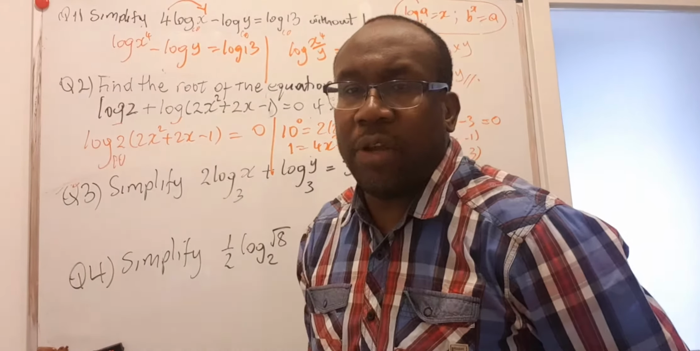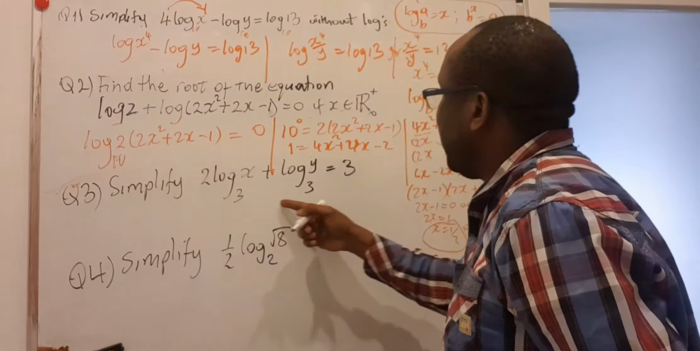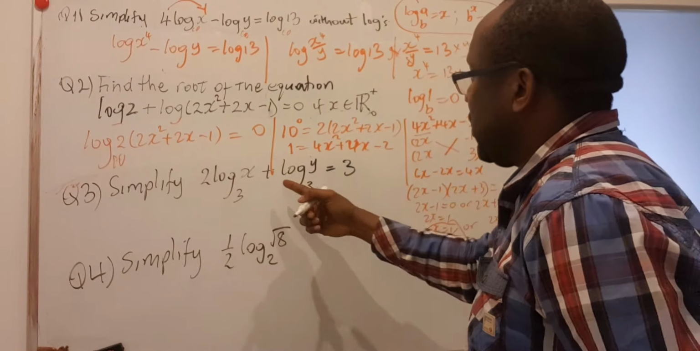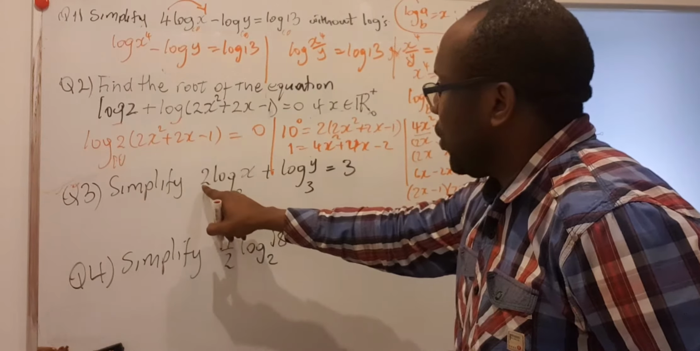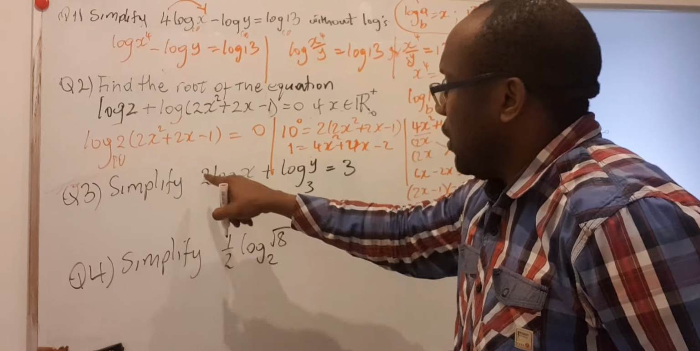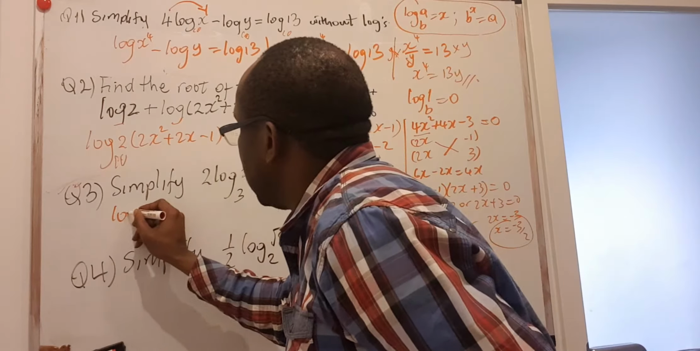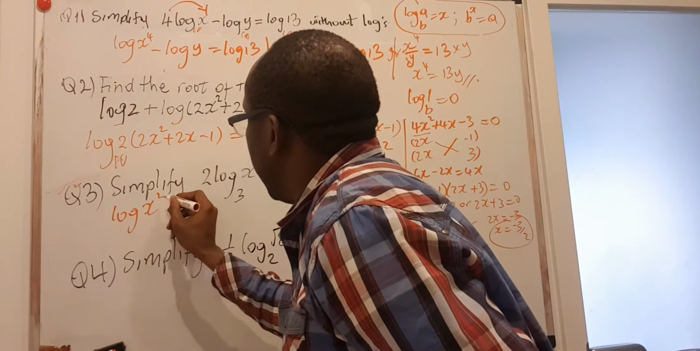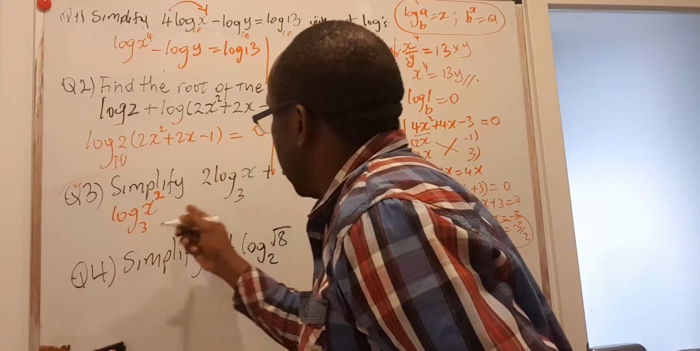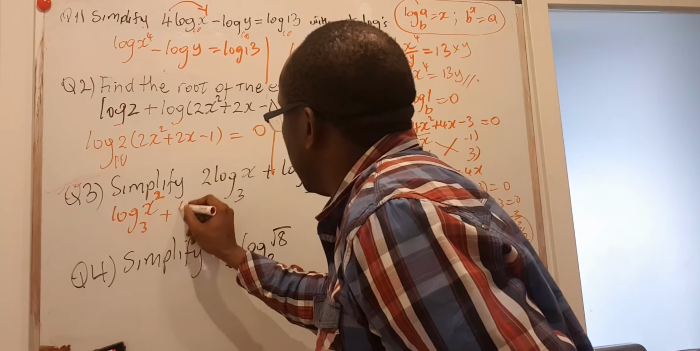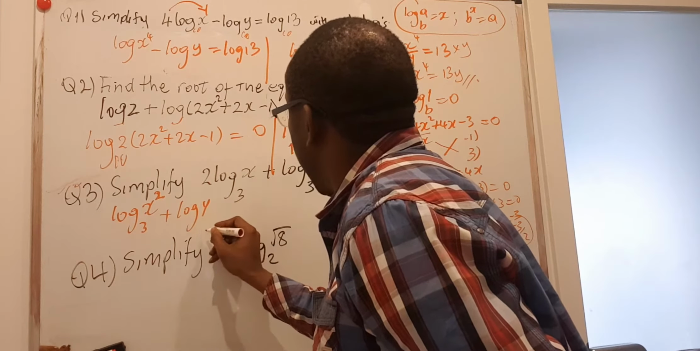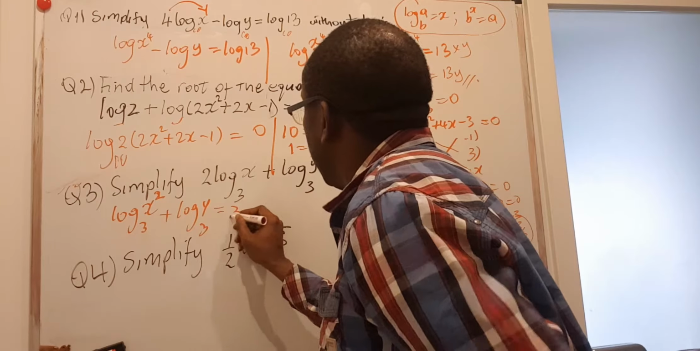You go to the third equation here. Simplify this. Once again, we see that there's a sum here, but I have a problem because the coefficient of this log there is 2, not 1. So first I will take the 2 to the power there. So this is log x to the power 2, it has a base 3, plus log of y to the power 3 equal to 3.